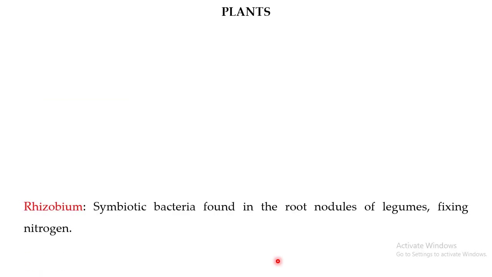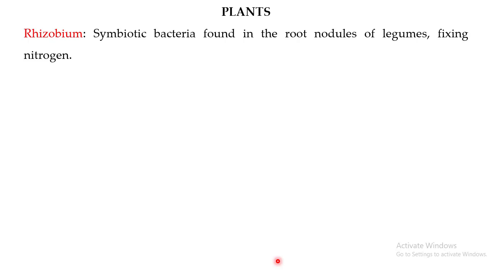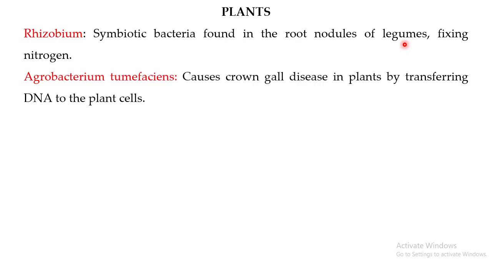Another example is plants. The Rhizobium bacteria are very important. They are in symbiotic association with the root nodules of the legumes, fixing nitrogen for them. Agrobacterium tumefaciens causes the crown gall disease in plants by transferring DNA to the plant cells.